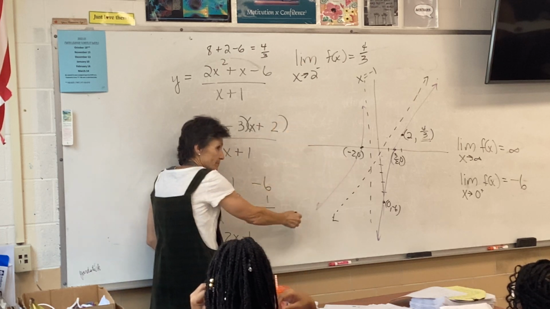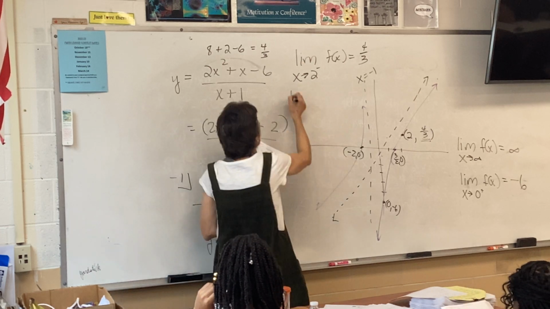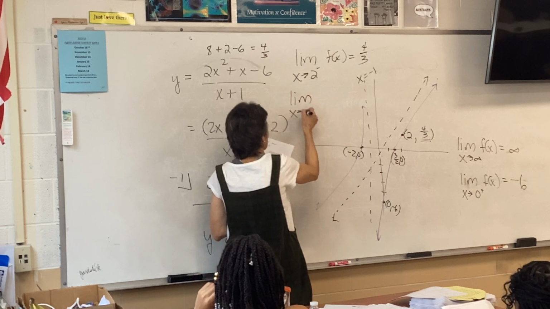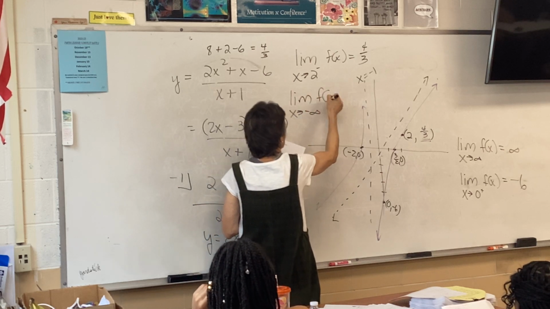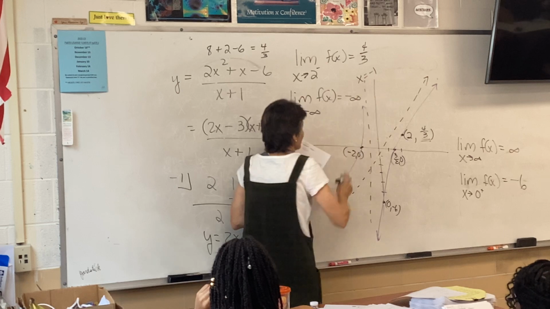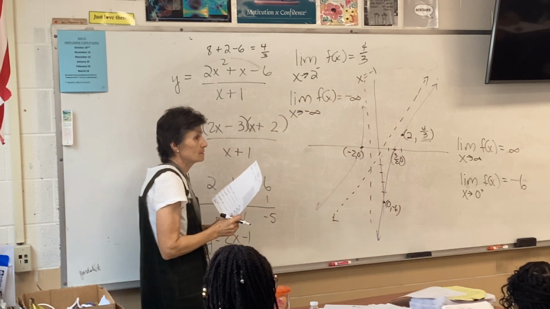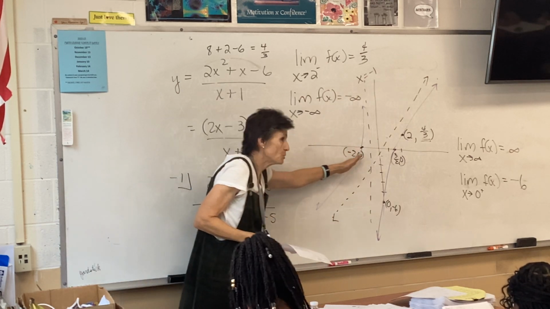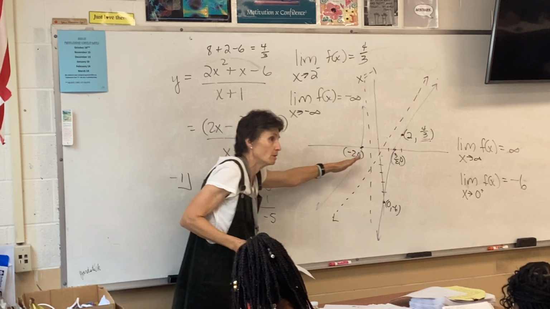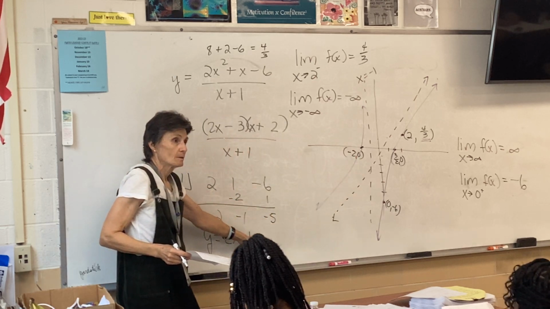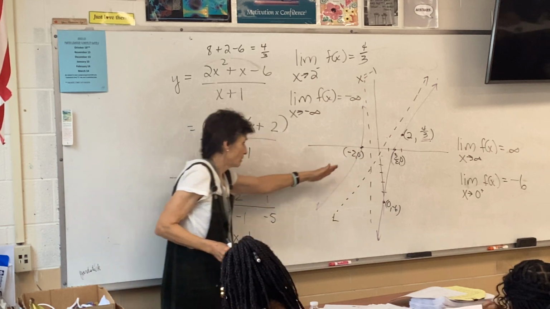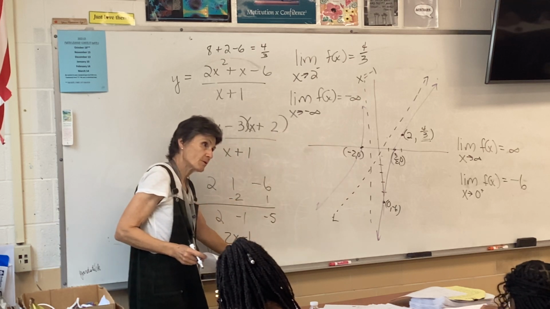What's it doing? Going down. So the limit as x approaches negative infinity is negative infinity. Think about continuing this purple arrow for hours. Wouldn't you just be going down farther and farther and farther?